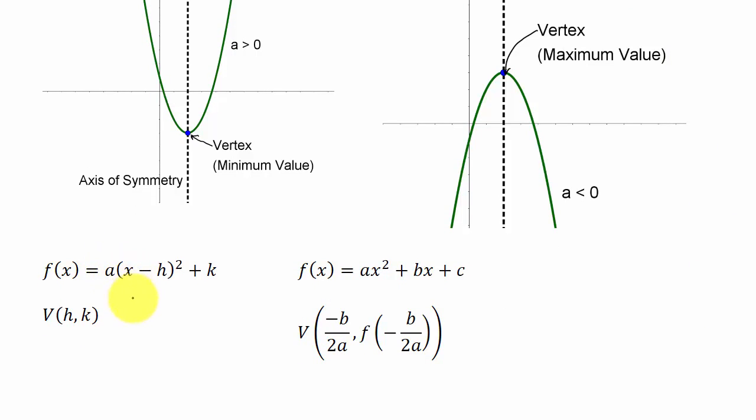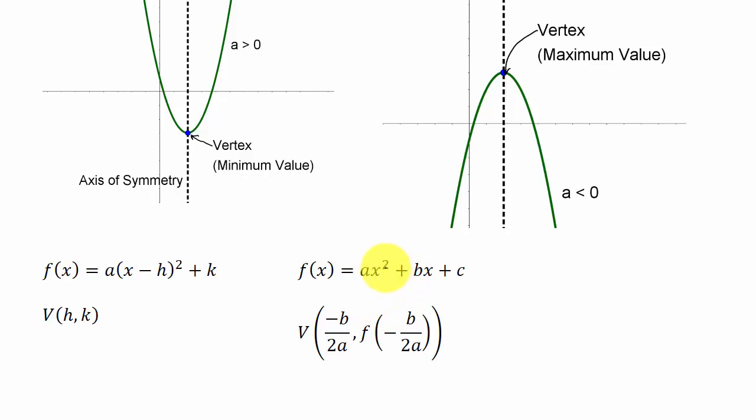A quadratic function, you can have it in two forms. This form here, f of x equals a times x minus h squared plus k, which we call standard form, and then f of x equals ax squared plus bx plus c. This right here is probably what you're used to seeing. But these are the two forms. If your quadratic function is in this form, your vertex is just h, k. See, the h is here and the k is here.